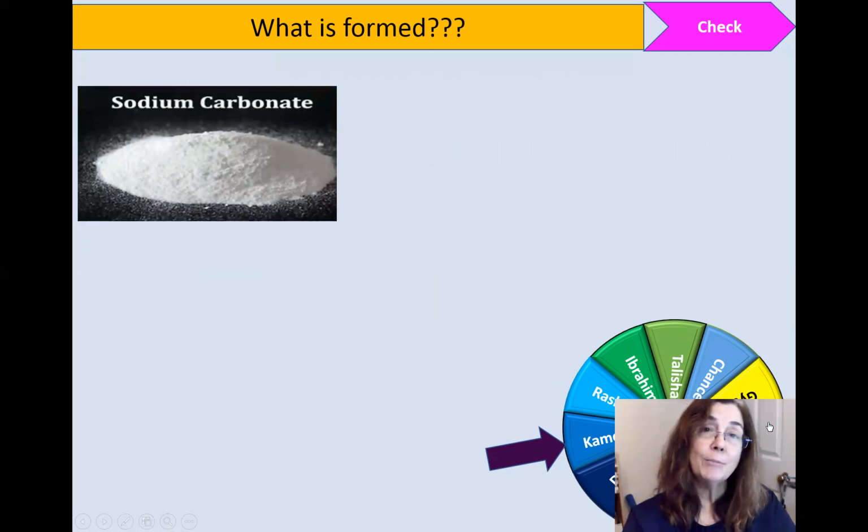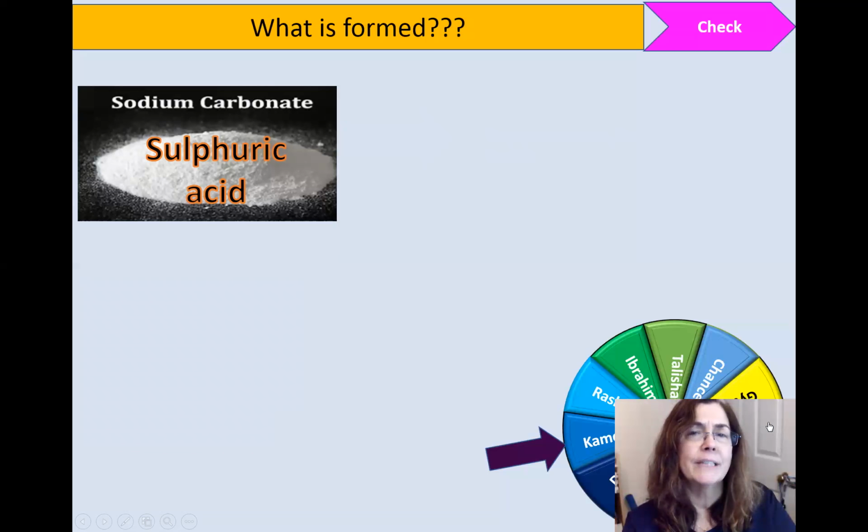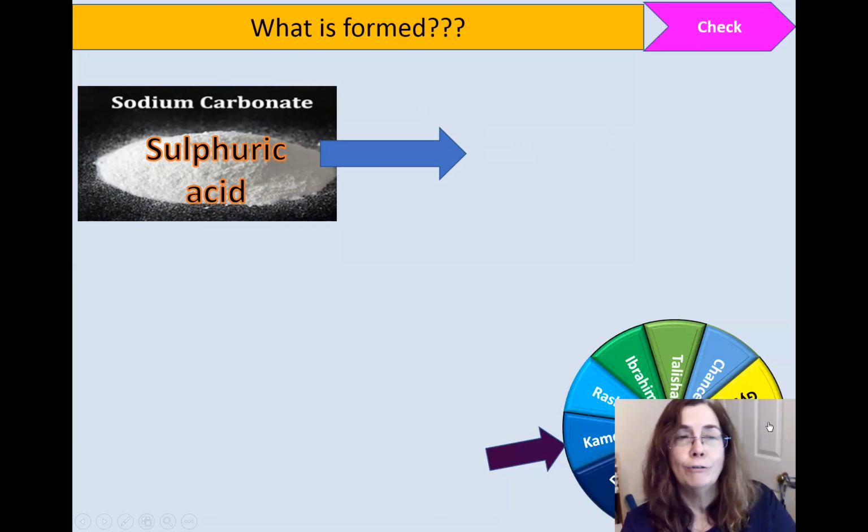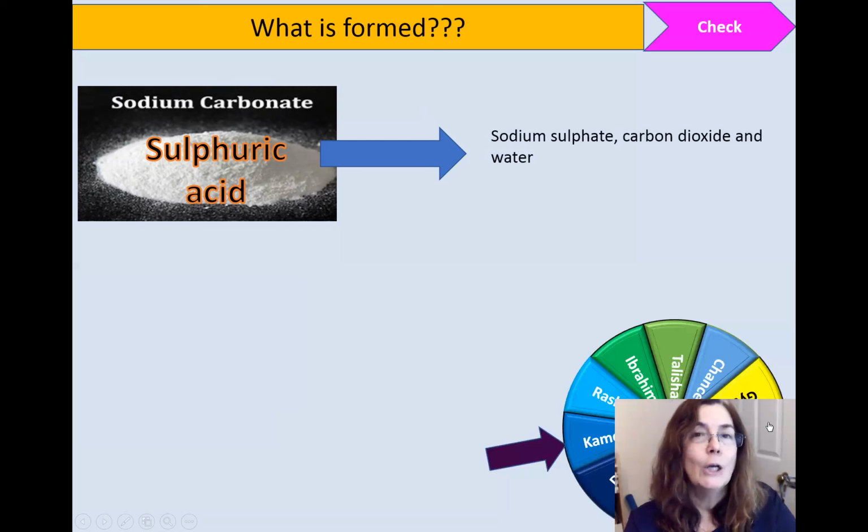Okay, so sodium carbonate, that's going to react with sulfuric acid. So what is the salt now? What is it going to give us? Let's see who can answer. Oh, it's Connor again. Connor, can you give us the answer? Sodium carbonate reacts with sulfuric acid. What's the salt? It's going to start with sodium and it's going to have sulf in it. Okay, sodium sulfate, carbon dioxide and water. Let's look at another one.